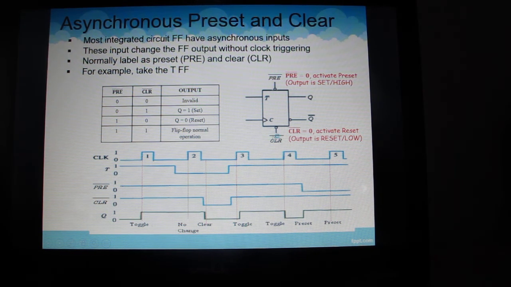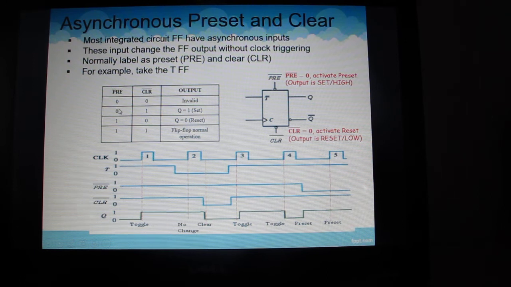You can see here some examples of the T flip-flop. We have the preset and we have the clear here, and these are active low, so we have the bubble here. You can see the table here. For example, if preset is 0 and clear is 0, the operation will be invalid. We call that invalid.